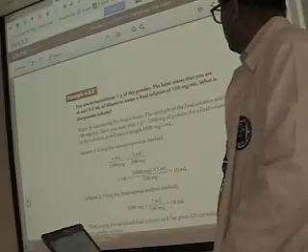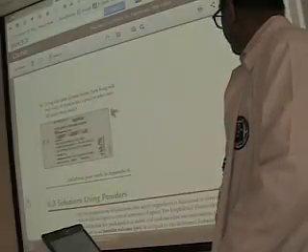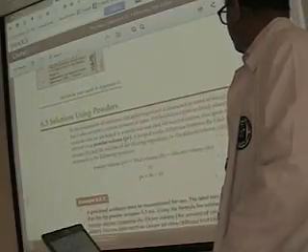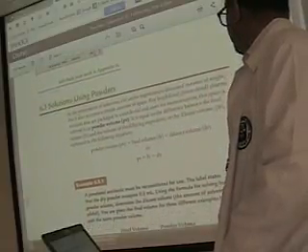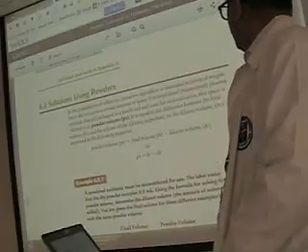Okay, let's look at this stuff. All right, now we're kind of getting into dilutions. That's a different formula. So we're on page 198.